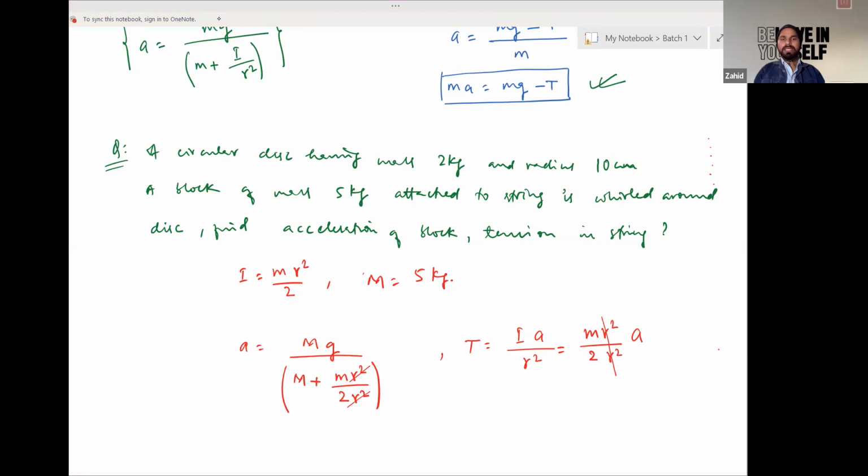Let's just check a question. You have been given the mass of the disk to be 2 kg, the mass of the block is 5 kg, and acceleration due to gravity is 10. Try to solve again using this.